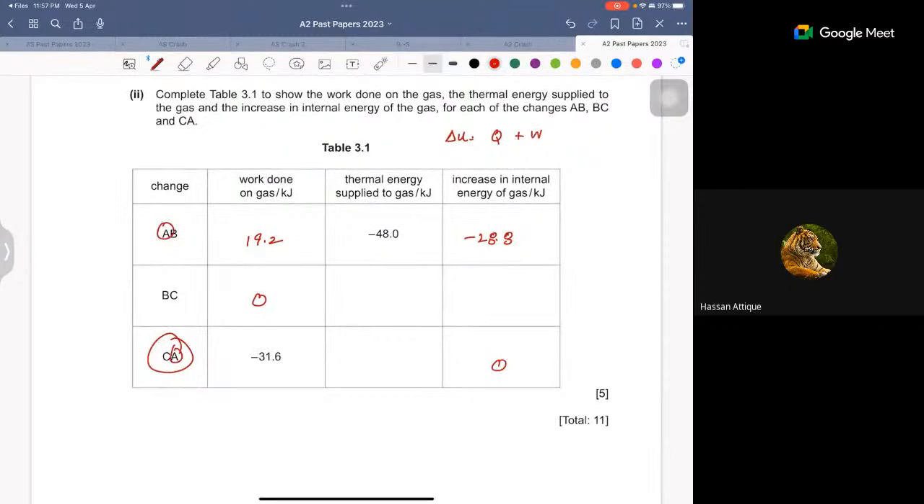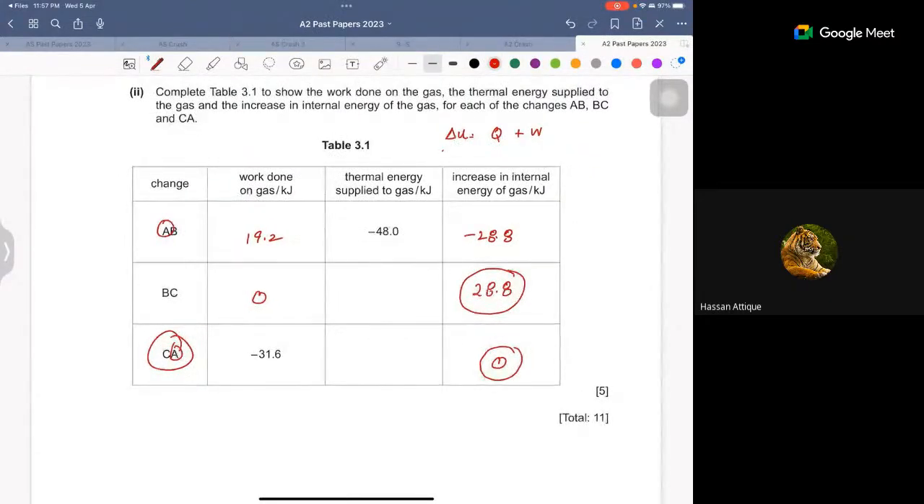Because it has reached the same point, now we can find what happened. How can internal energy be 0 at this point? If you add it up, you must add 28.8 here. So you must have gained this much energy, right? So we're going to use the equation again: 28.8, and the heat was Q and this was 0. So it is 28.8 as well.